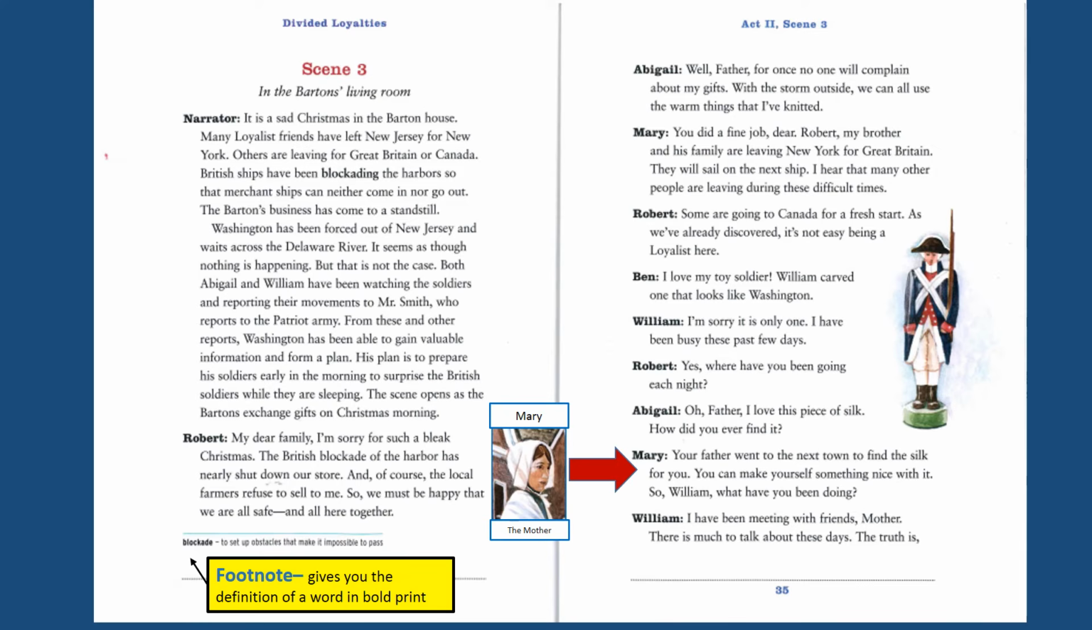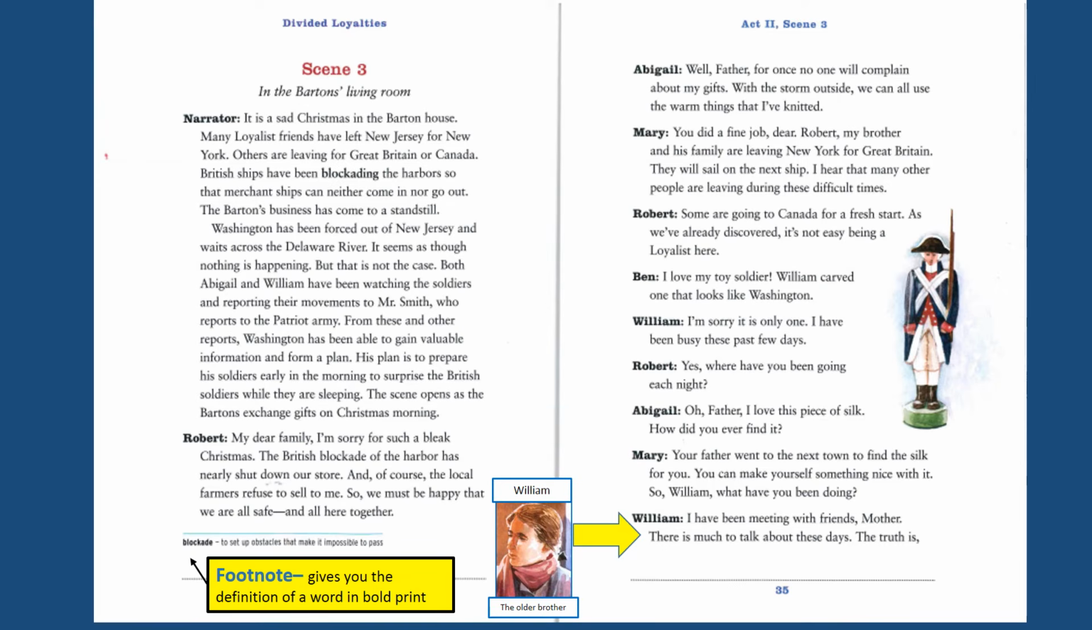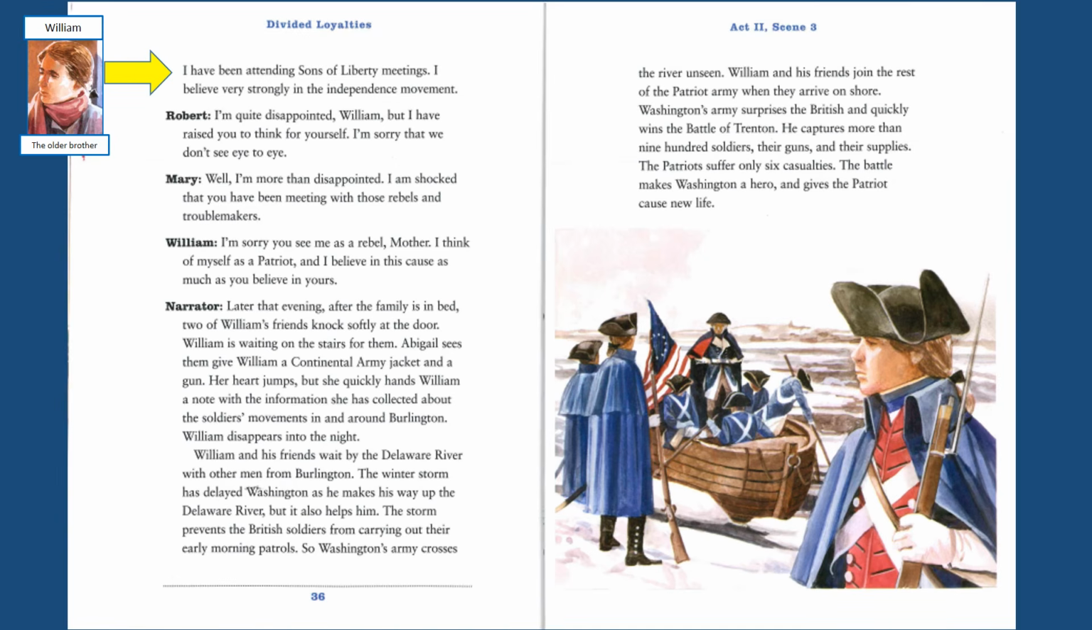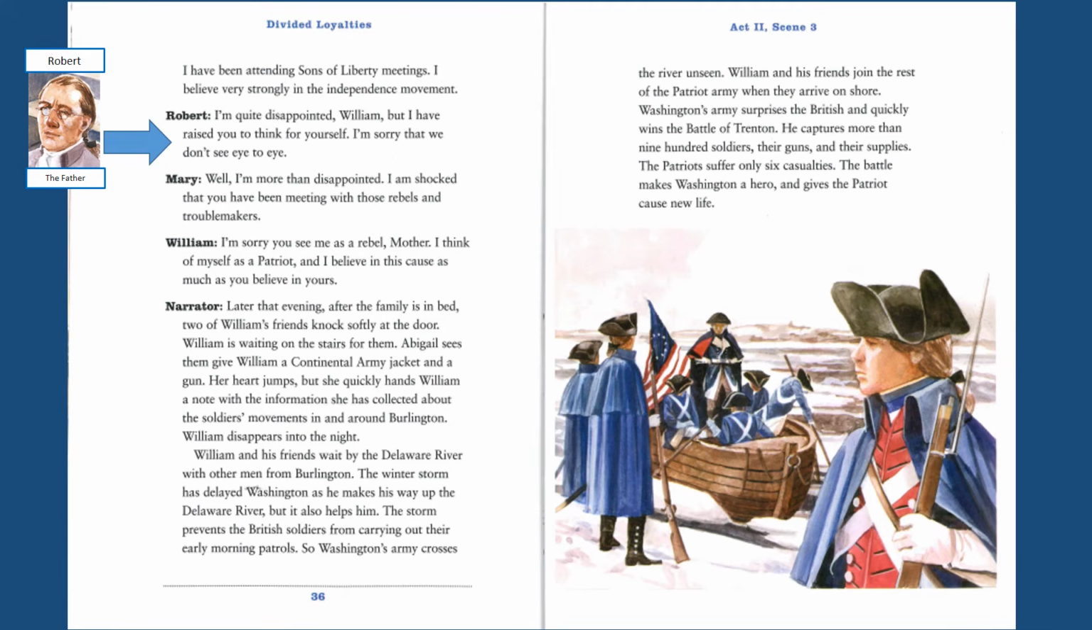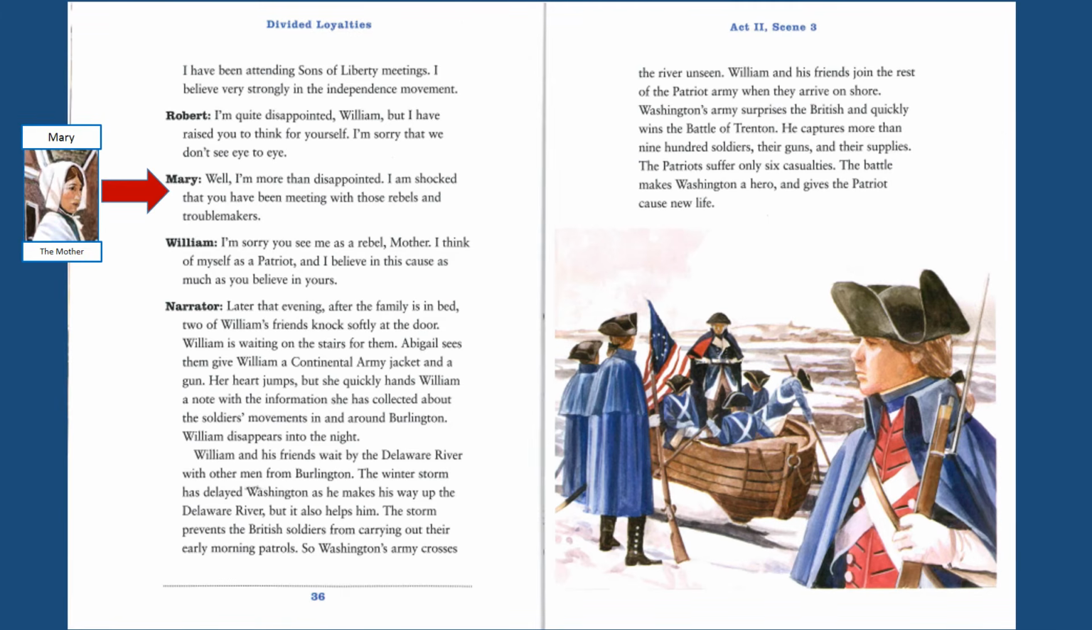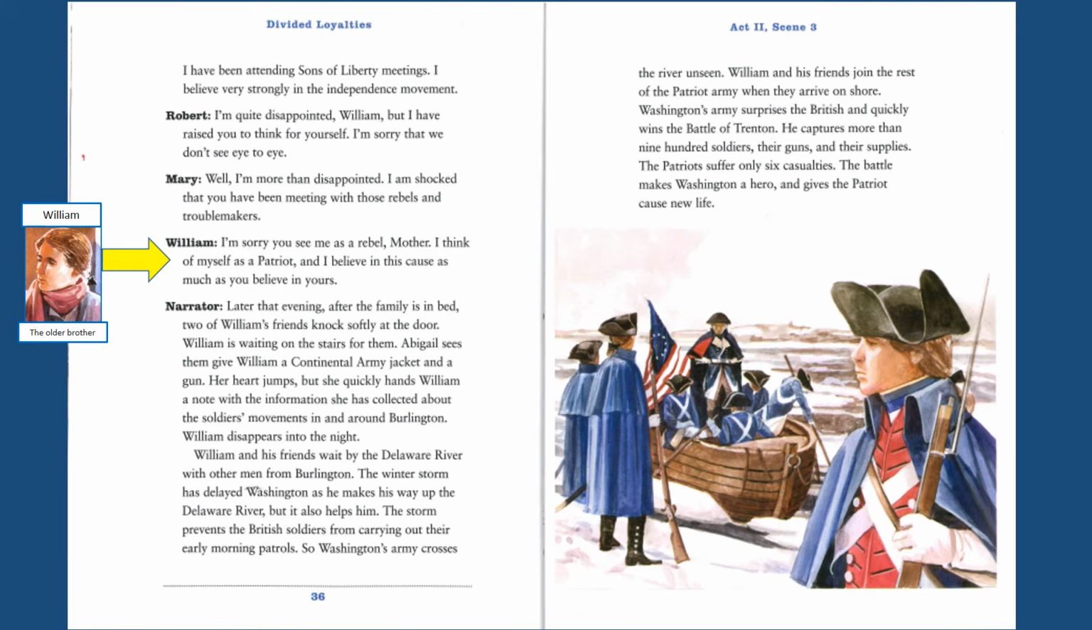So, William, what have you been doing? I have been meeting with friends, Mother. There is much to talk about these days. The truth is, I have been attending Sons of Liberty meetings. I believe very strongly in the independence movement. I'm quite disappointed, William, but I have raised you to think for yourself. I am sorry that we don't see eye to eye. Well, I'm more than disappointed. I'm shocked that you have been meeting with those rebels and troublemakers. I'm sorry that you see me as a rebel, Mother. I think of myself as a patriot, and I believe in this cause as much as you believe in yours.